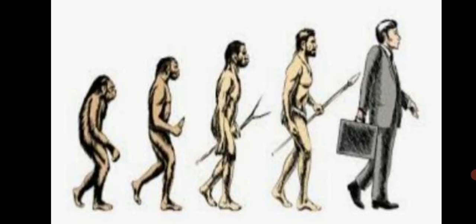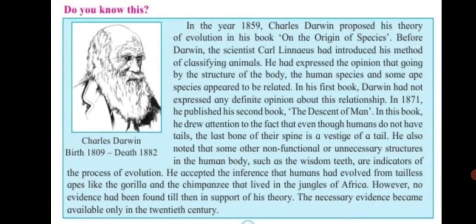So, hope students you have understood this chapter. Now, regarding this evolution, you should also have some important information. Do you know this? In the year 1859, Charles Darwin proposed his theory of evolution in his book On the Origin of Species. Before Darwin, the scientist Carl Linnaeus had introduced his method of classifying animals. He had expressed the opinion that going by the structure of the body, the human species and some ape species appeared to be related. In his first book, Darwin had not expressed any definite opinion about this relationship.